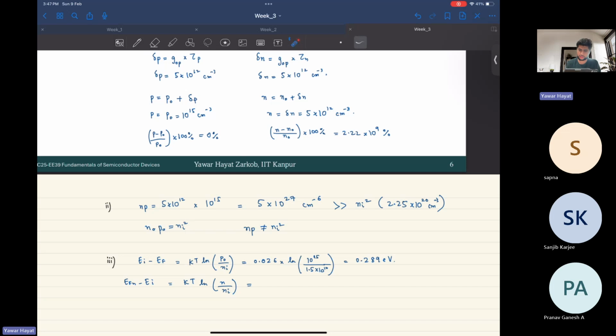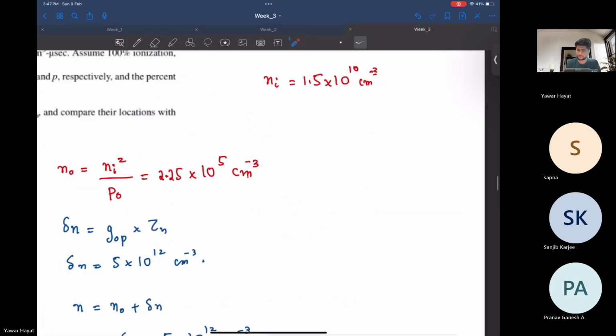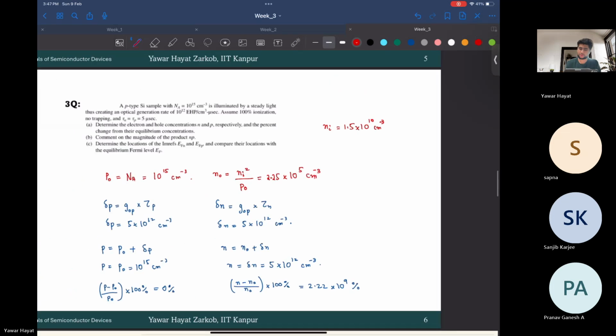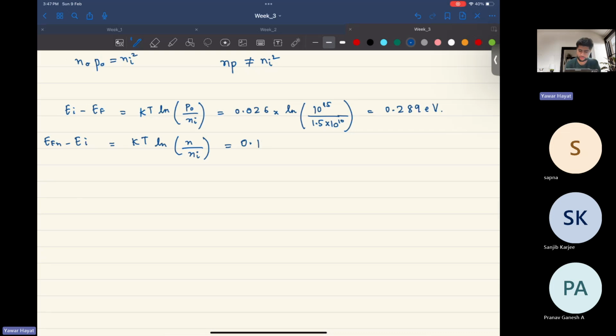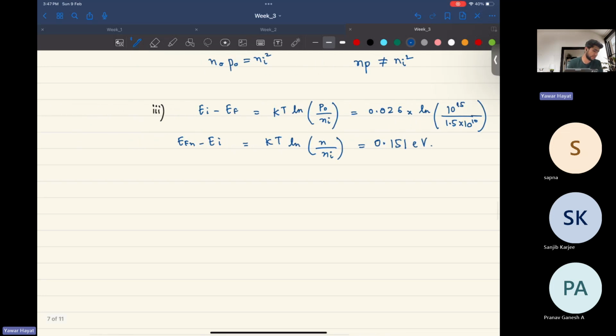And Ni you know, Ni is this. You'll get this number: EFN minus EI is 0.151 electron volt. And what is the position of the hole quasi-Fermi level? That would be EI minus EFP, which would be equal to KT ln of P by Ni, which would be equal to 0.289 electron volt. So now you have all the three locations: the location of the equilibrium Fermi level, the electron quasi-Fermi level, and the hole quasi-Fermi level, right?